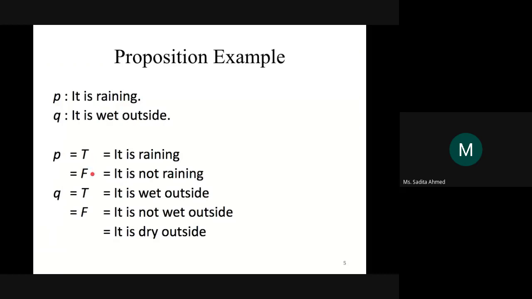You don't know that, okay? If P is true, it means that it is raining. If P is false, it means that it is not raining. A proposition can either be true or false. You don't know whether it's going to be true or whether it's going to be false, right? We don't know that.